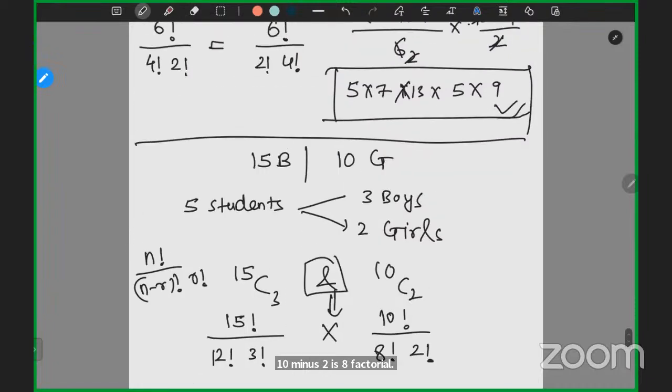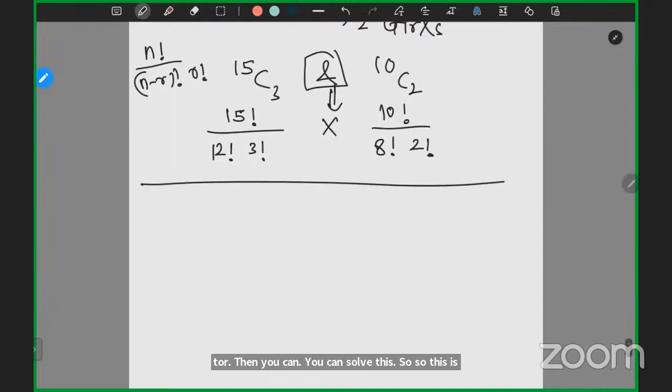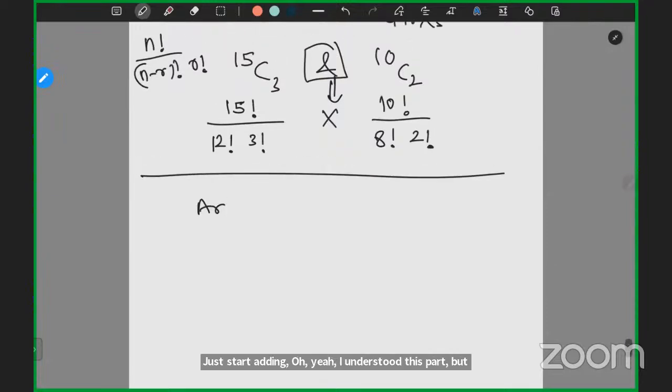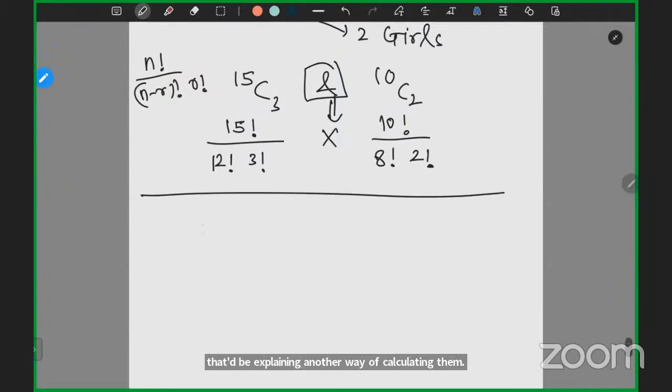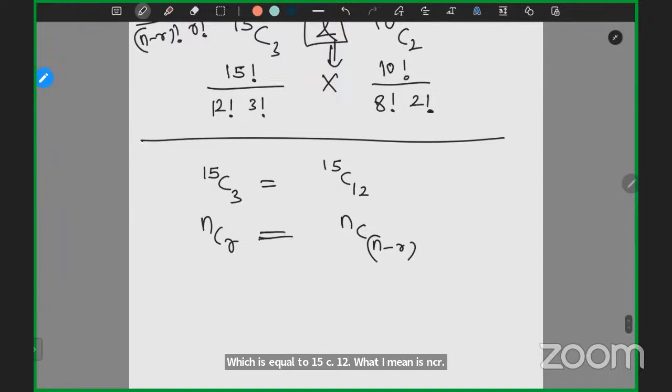Okay, sir, I get it. Yeah, go ahead. I understood this part, but at the end you were explaining another way of calculating, right? Yes, so let's say I had 15C3, which is equal to 15C12. What I mean is nCr is equal to nC(n minus r). So both are the same.